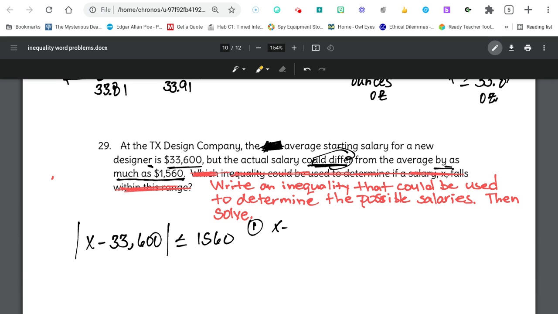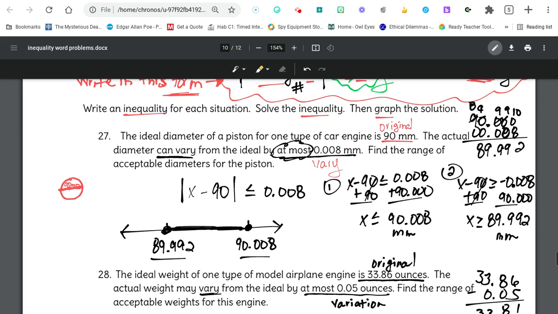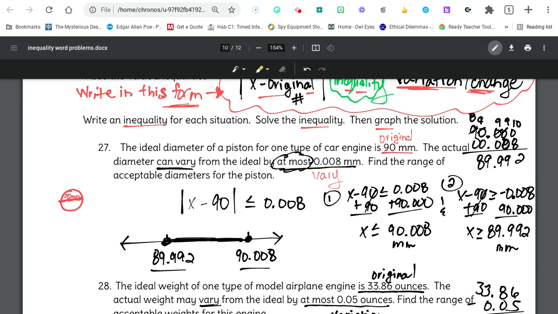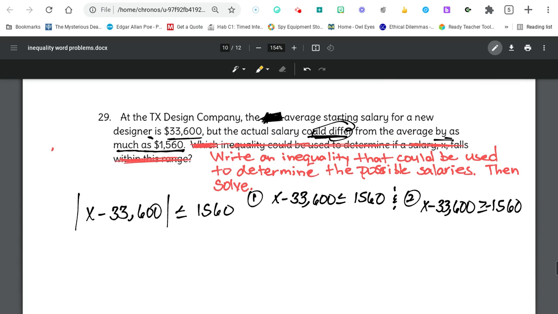Inequality 1 will be X minus 33,600 less than or equal to 1,560. And inequality 2 would be X minus 33,600 greater than or equal to negative 1,560. And I should have been using the word or the symbol "and" between these, okay? Those are less than, so they're ands.